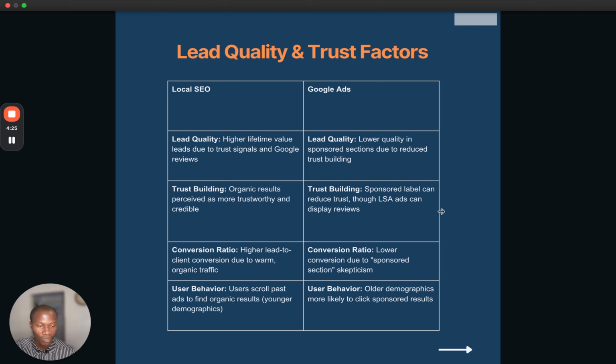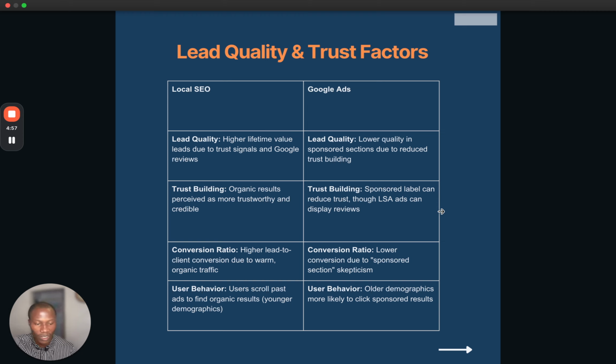Then for conversion ratio, local SEO, however, has a higher leads to conversion ratio due to the warm audience or organic traffic. So these are persons that are actively searching for a business that is local to them, not actually looking for sponsored ads. So you're kind of convincing already, as against someone looking to actually buy from a sponsored ad. Then for Google Ads, the conversion is a bit lower due to the sponsored tag that is tagged with it, and there's a bit of skepticism.